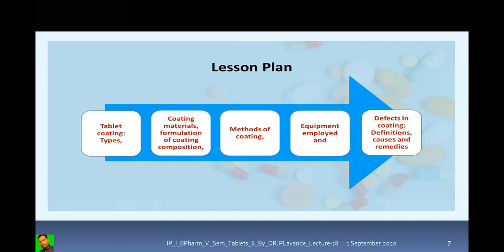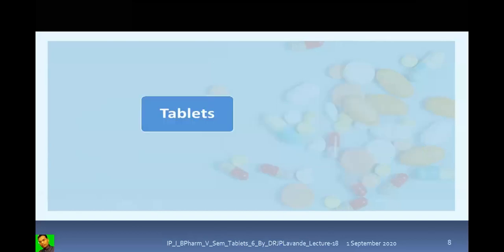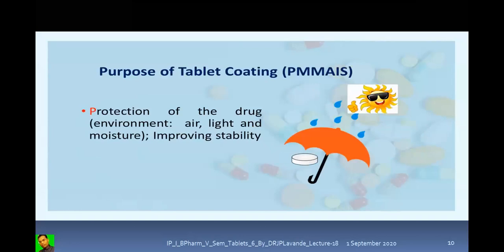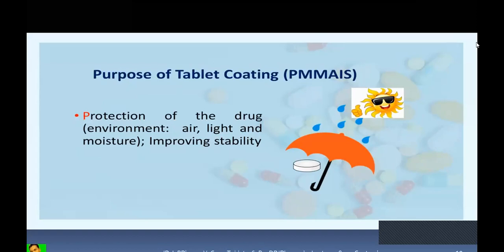As we saw, there are defects in the case of tablets. In the same way, there are also defects in the coatings of the tablets. Now, if we see the tablets, there are two different types of tablets, the coated tablet and the uncoated tablet. Now, what is the reason for which we need to go for coating of the tablet? Why do we have to coat the tablet?